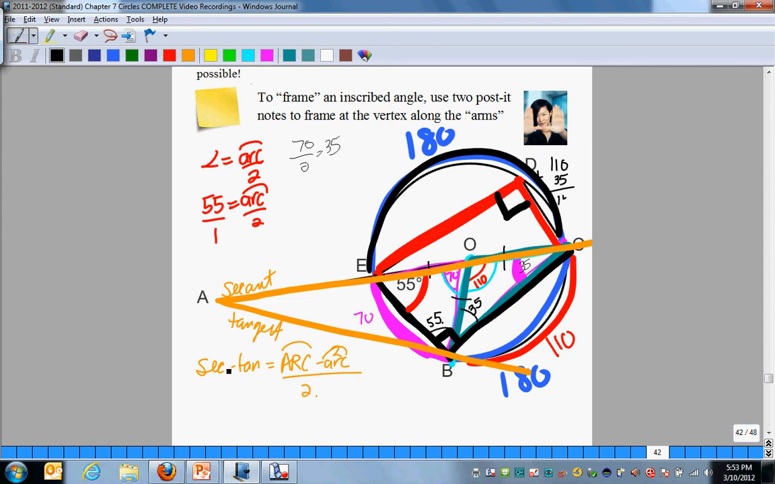Let's do physical pickup. Do we have the angle? No. So that's our unknown. Do we have the big arc? Let's sweep it and see. We have 110. It's red. Minus the little arc. Do we have it that it's intersecting? Yes, it's 70. Divided by 2. 110 minus 70 is 60. Divided by 2, that means this angle out here is 30 degrees.